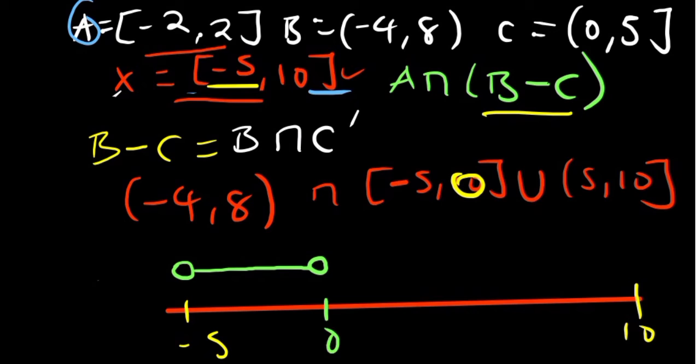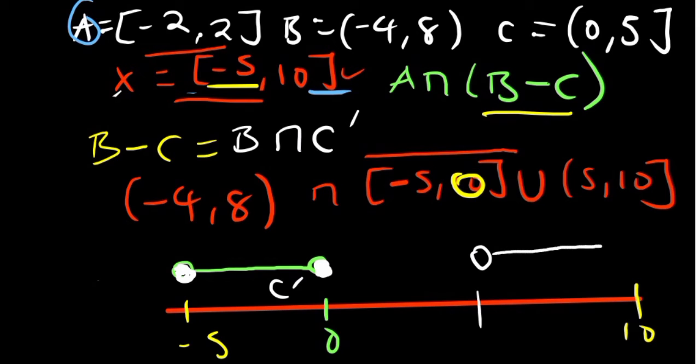Okay. So are we shading? You look at this part. So we are shading. -5 is part of C complement and there's 0 as well. Then the other part is moving from 5 all the way up to 10. 5 is not part, 10 is part, so shade 10. So this is what we've represented there, guys, is C complement, right?